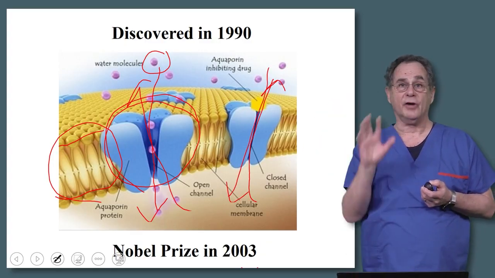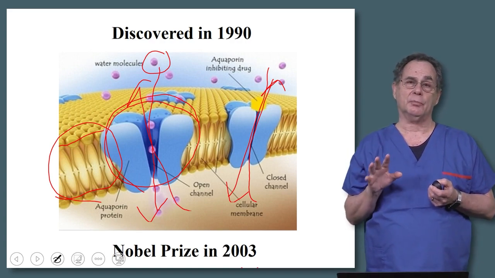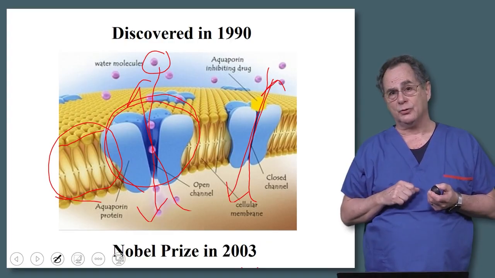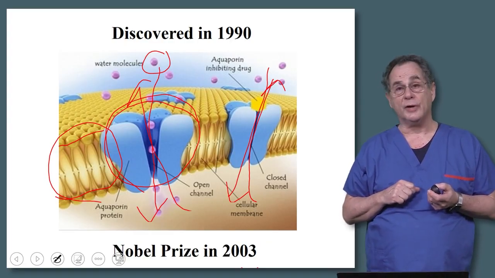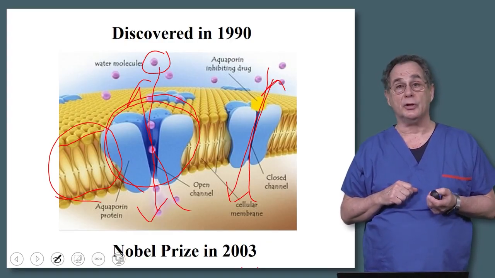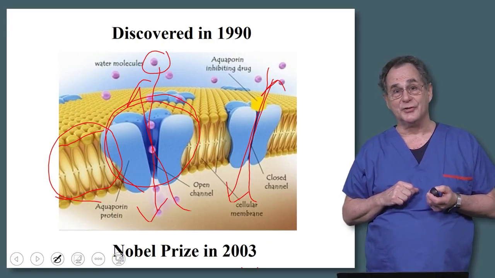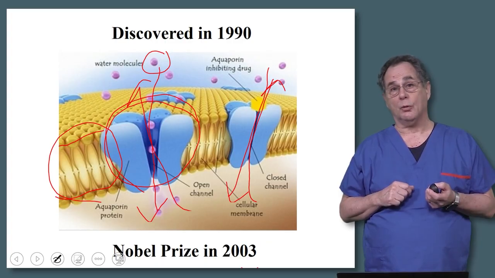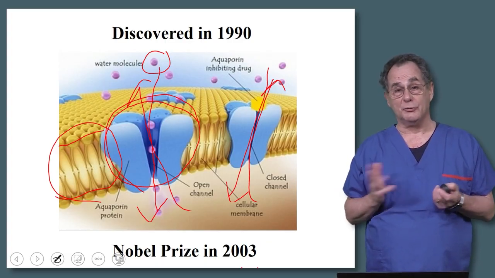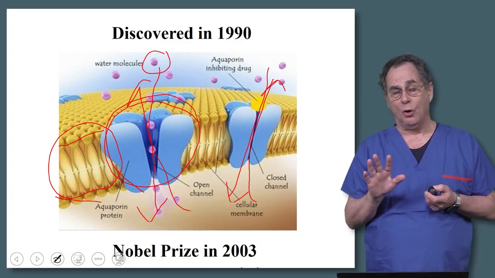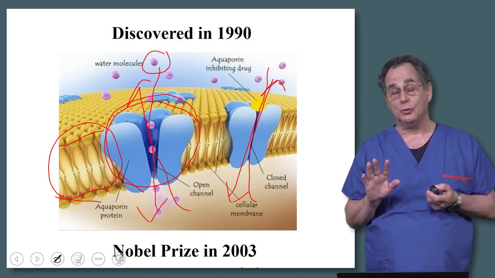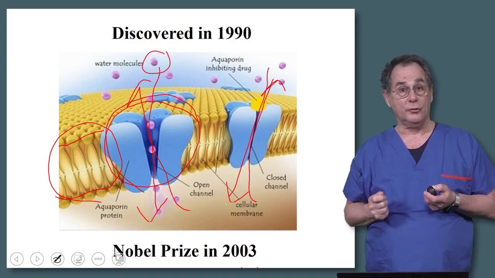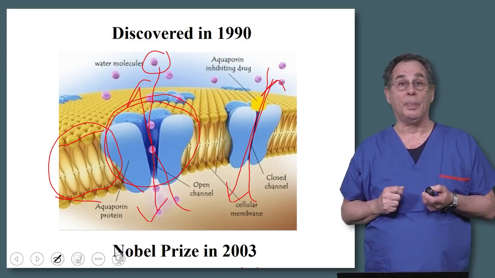Indeed, this is such a fundamental mechanism by which water is transported across cell membranes that it led to a Nobel Prize in 2003 for the scientist at Johns Hopkins University in the United States who discovered and then described the aquaporins in much more detail. When I was a renal fellow training, we didn't know about these proteins, although we absolutely knew that water permeability was conferred by proteins. We just didn't know what they were.